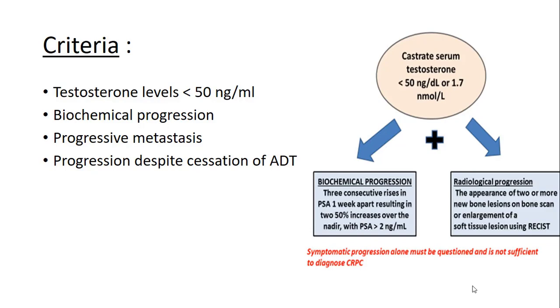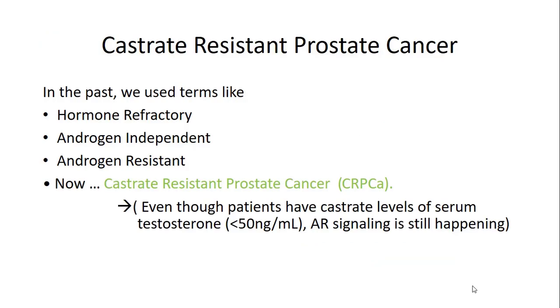Biochemical progression, which is 3 consecutive rises in PSA, 1 week apart, resulting in a 50% increase over the nadir, with PSA more than 2 nanogram per ml, and progressive metastasis, the appearance of 2 or more new bone lesions, and progression despite cessation of androgen deprivation therapy. In the past, we used terms like hormone refractory, androgen independent, and androgen resistant. Now we call it castrate resistant prostate cancer.